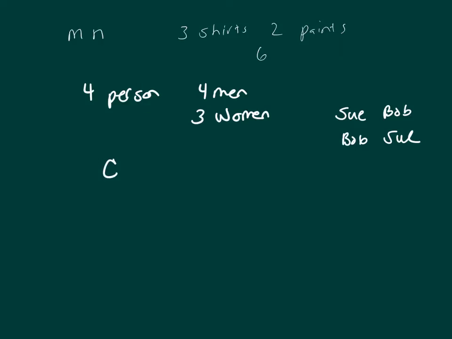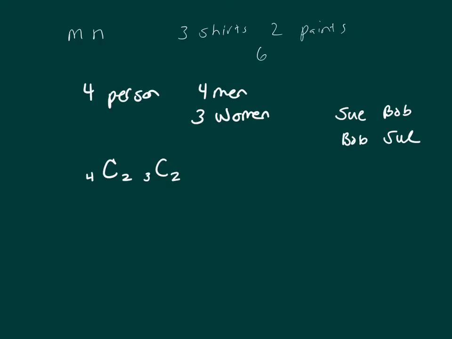So let's say you've got 4 men to choose from, and you want 2 of them. How many different ways can you choose 2 people out of 4? And then you've got 3 women to choose from, and you want to figure out how many ways you can choose 2 of them.